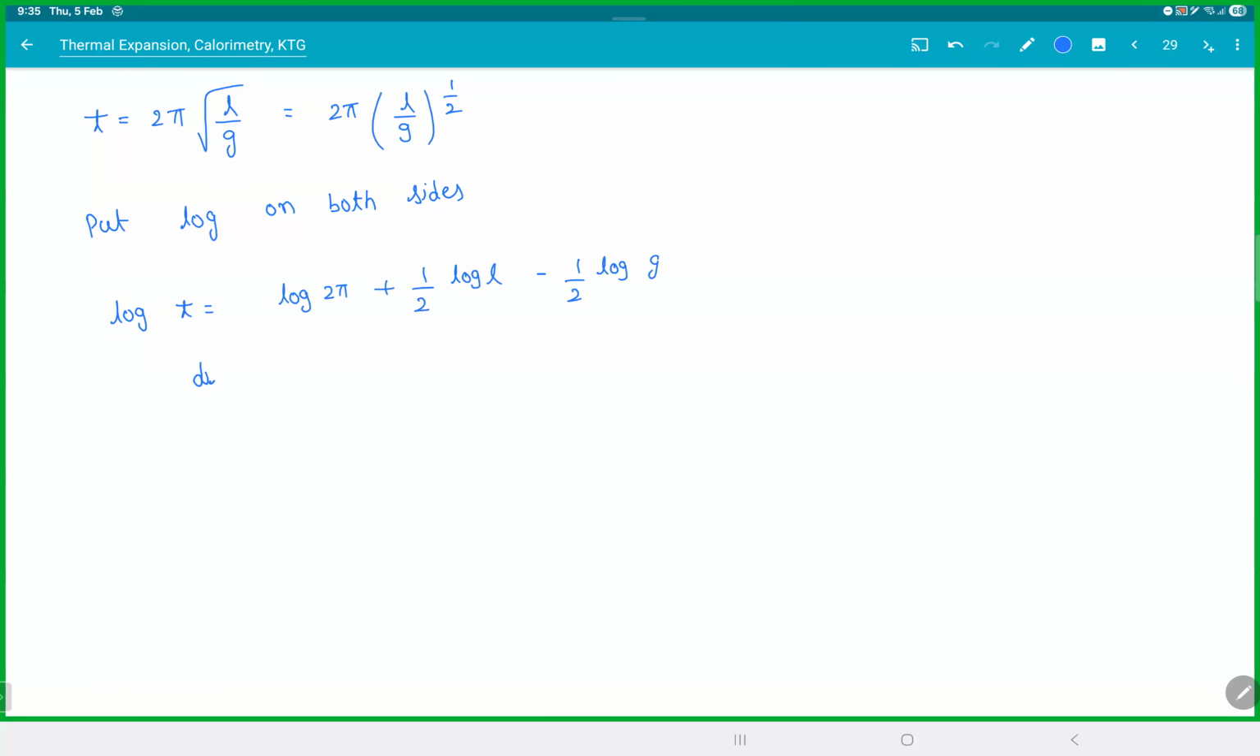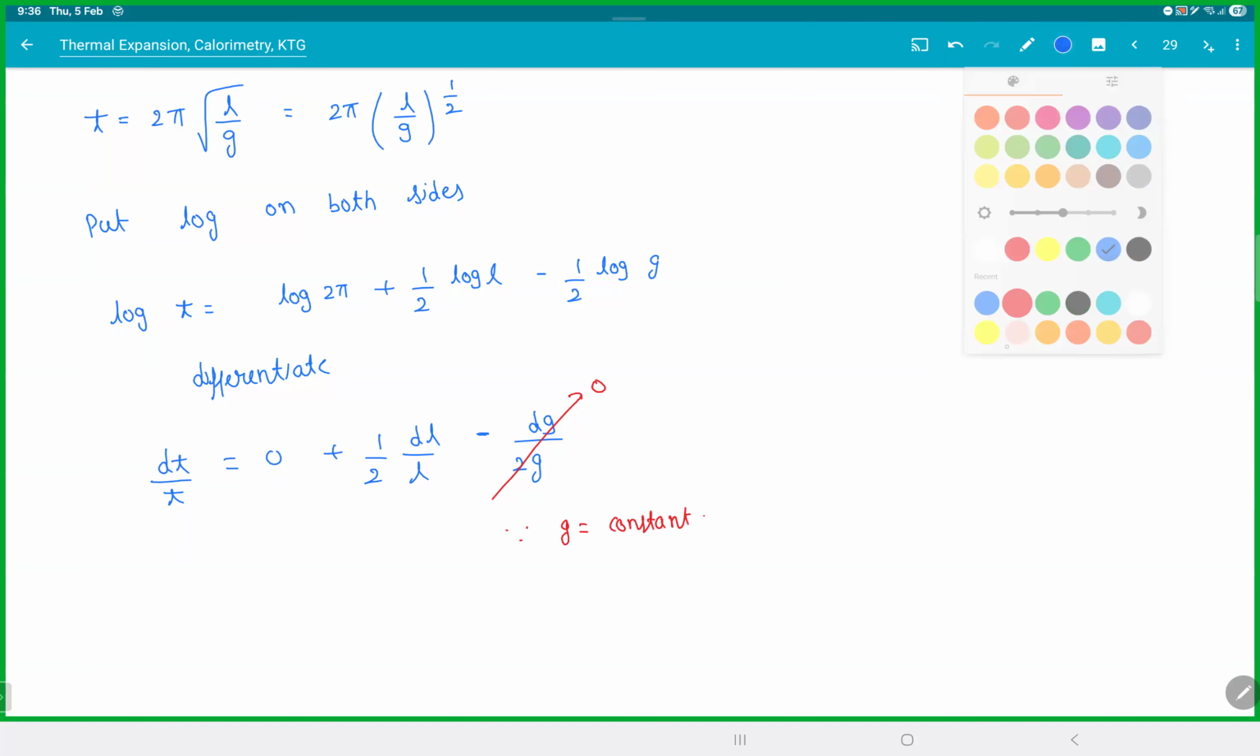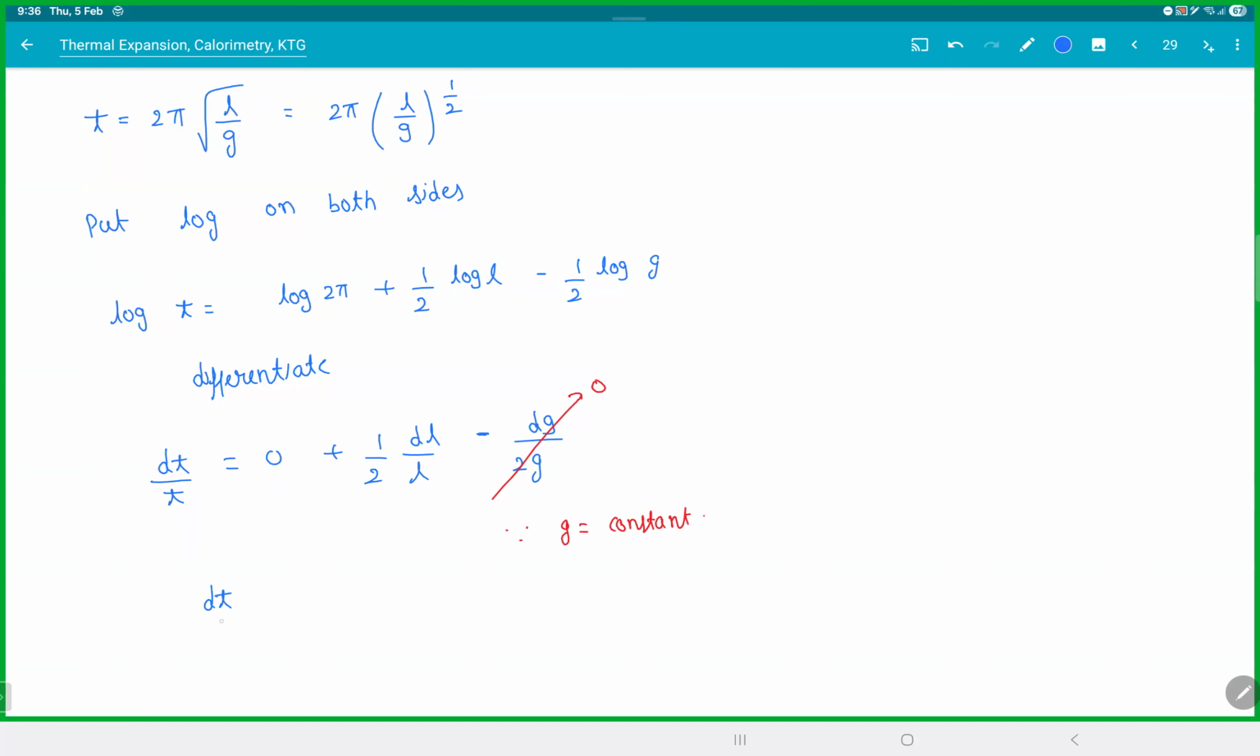Now differentiate on both sides. Differential of log will be 1 by t. So this will become dt by t. 2 pi is constant, so 0. This will be half dL by L. This will be minus dg by 2g. But we know gravity does not change with temperature. So this guy is 0. So you are left with dt is equal to t by 2 dL by L.